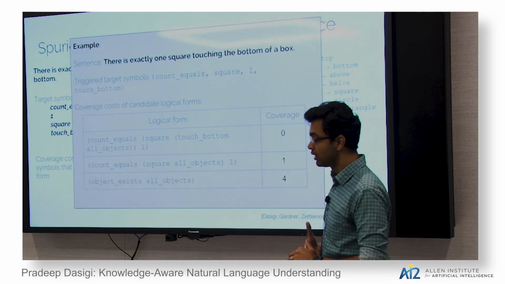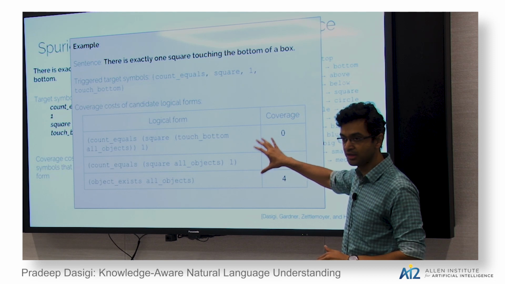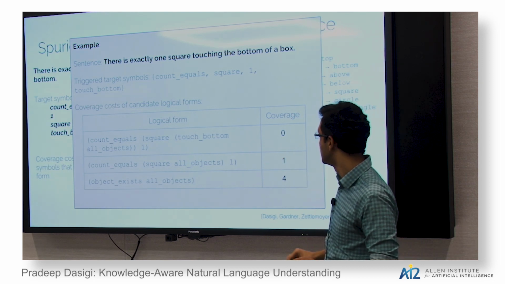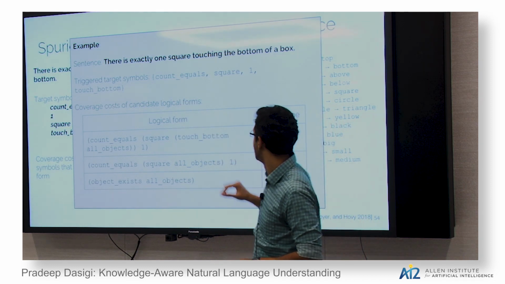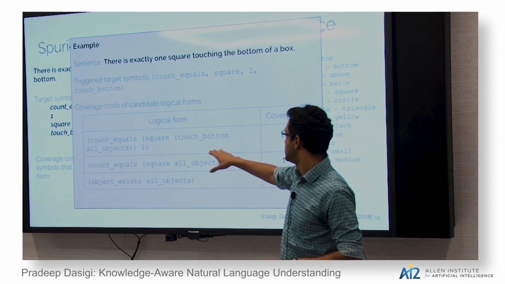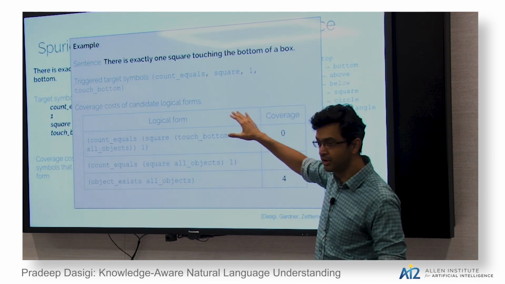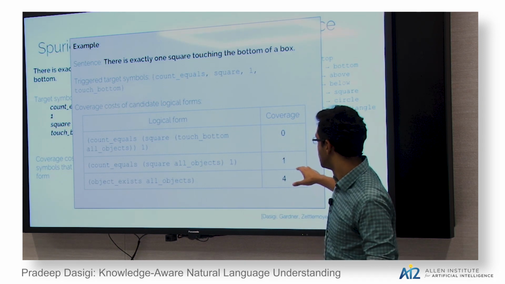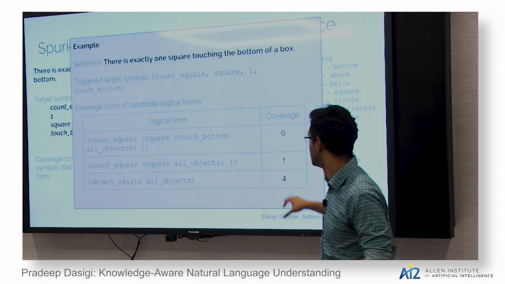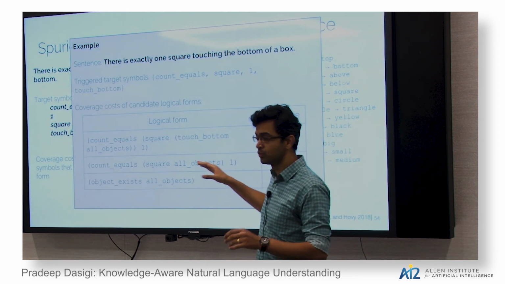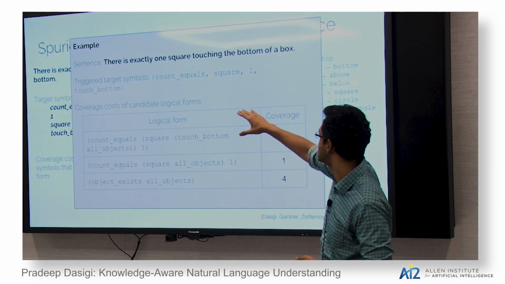So a concrete example: say you have the decoder producing each of these logical forms. These are candidate ones which need to be ranked. And you have these target symbols that are triggered. Then the first logical form, which is the correct logical form, has a coverage cost of 0 because it has all 4 of the triggered symbols. The second one has a cost of 1 because it doesn't have touch bottom, which is one of the triggered symbols. And the last one, which is one of the logical forms we want to avoid, has a coverage cost of 4 because it has none of the symbols that are triggered.